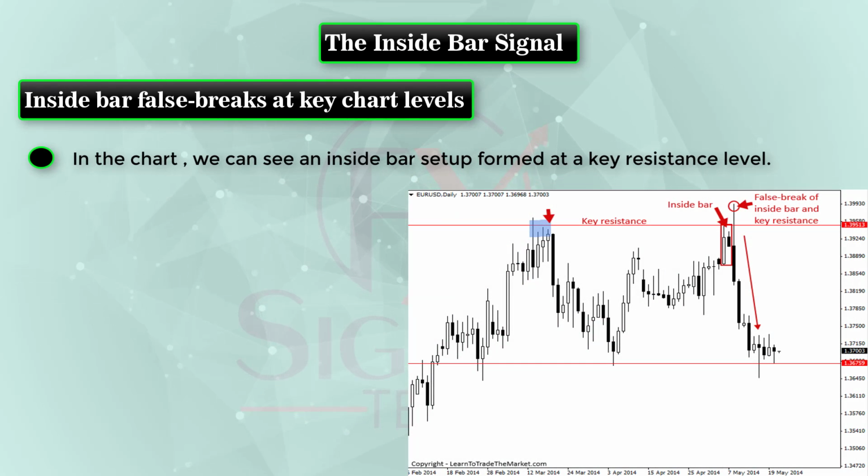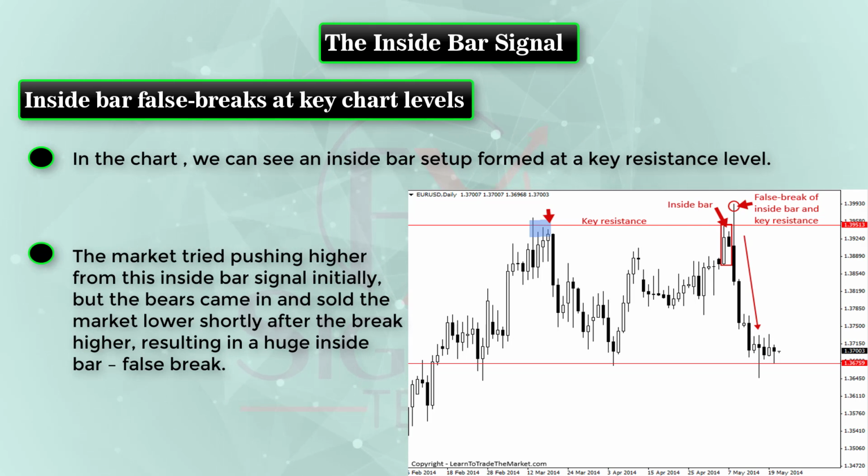In the chart, we can see an inside bar setup formed at a key resistance level. The market tried pushing higher from this inside bar signal initially, but the bears came in and sold the market lower shortly after the break higher, resulting in a huge inside bar false break.